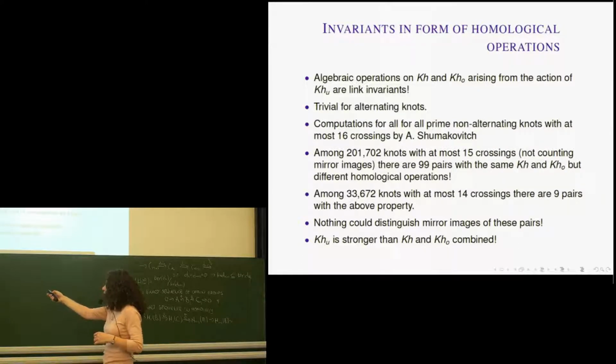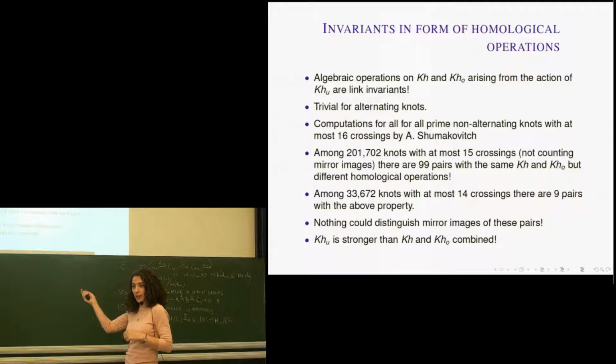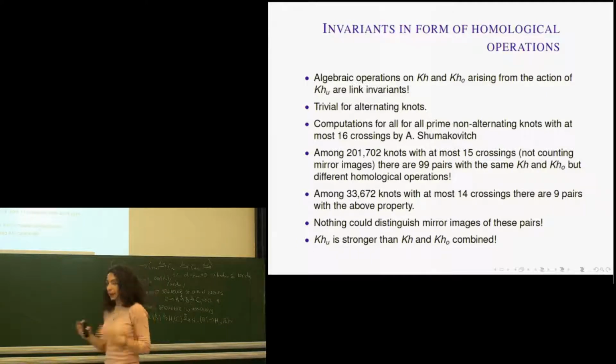Among 33,672 knots up to mirror images, with at most 14 crossings, there are 9 pairs with the same property, right? So we go from 9 to 99 that cannot be distinguished. And again, homological invariants do distinguish these 9 pairs. However, they don't distinguish the mirror images of these pairs. Okay, and I hope I'll be able to somewhat illustrate that.